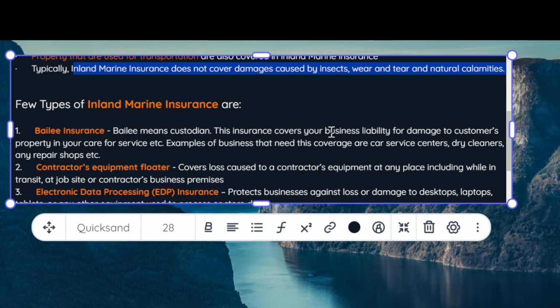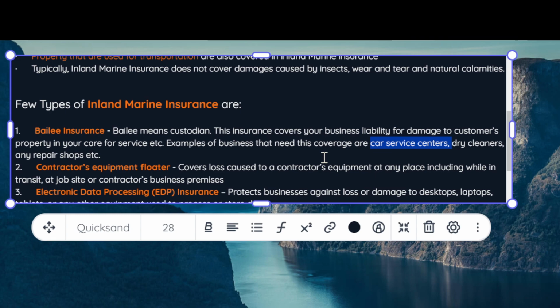Typical example, a car service center. Say for example you are running a car service center, and obviously in that service center there will be a lot of cars kept for servicing which others own. If anything happens to those cars for any incident, those can be claimed if you own a bailee insurance. Similarly, if you are a dry cleaner, or a repair shop for any other goods and materials, you should ideally own a bailee insurance coverage.